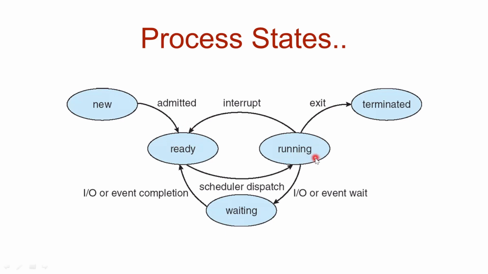From the running state, a process can go to the terminated state. When the execution of the process is complete, it goes to the terminated state. And when a process goes to the terminated state, all the resources that were allocated to the process are taken back from it.